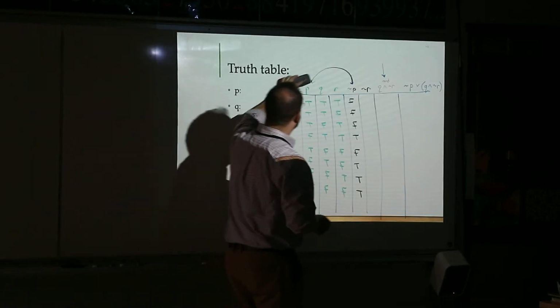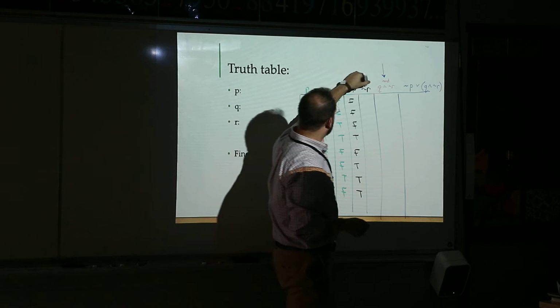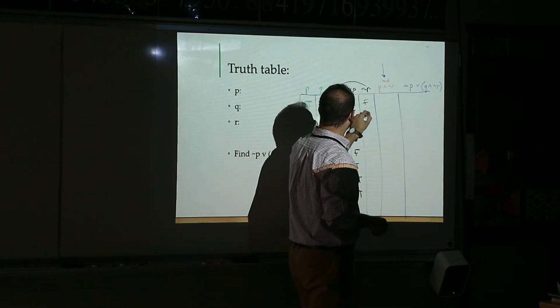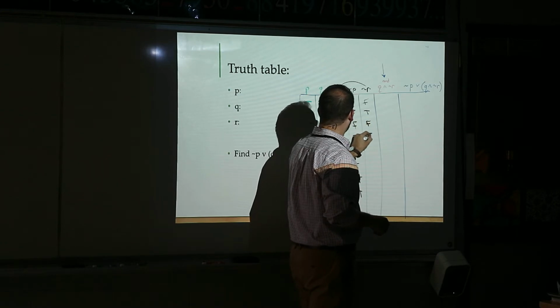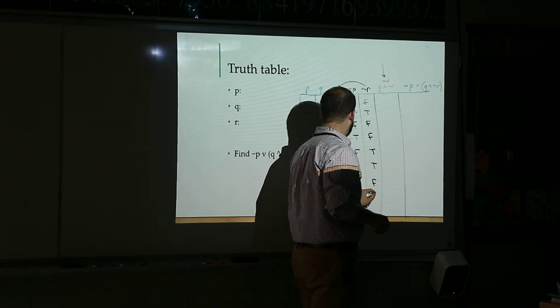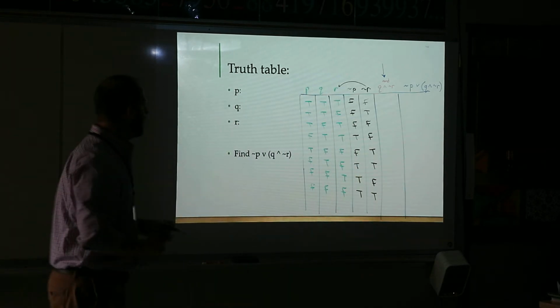The next column, I have to negate the R column. So the R column is this one. I have to negate that. So that's going to be false, true, false, false, true, true, false, true. So it's negating all the R values. If you look down the R, I made all the opposite answers.